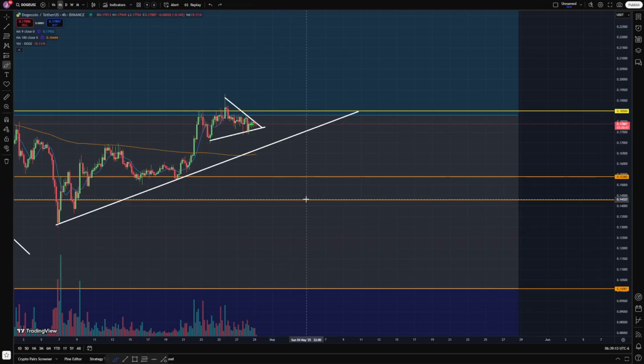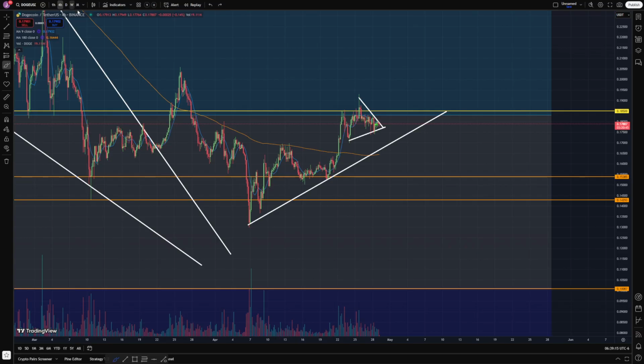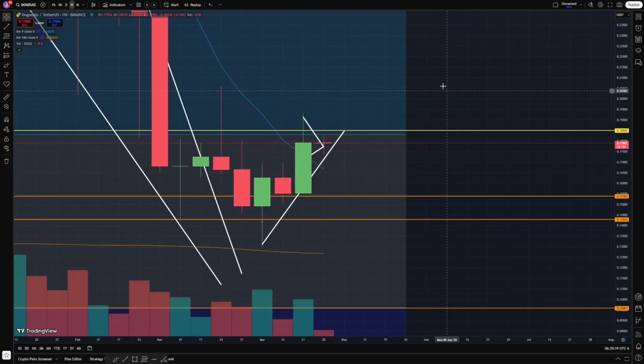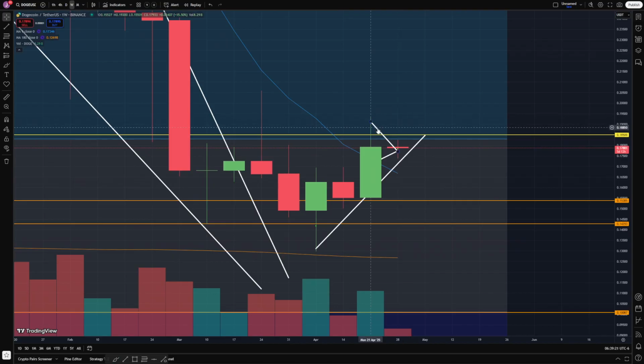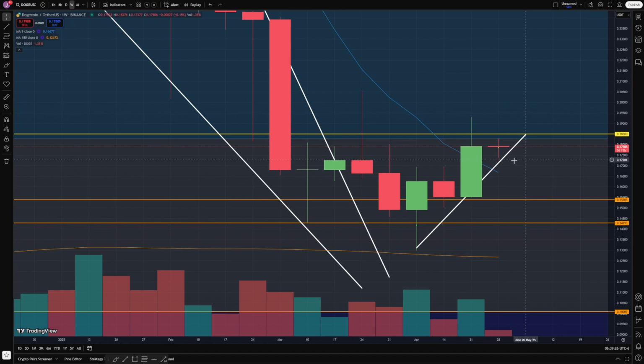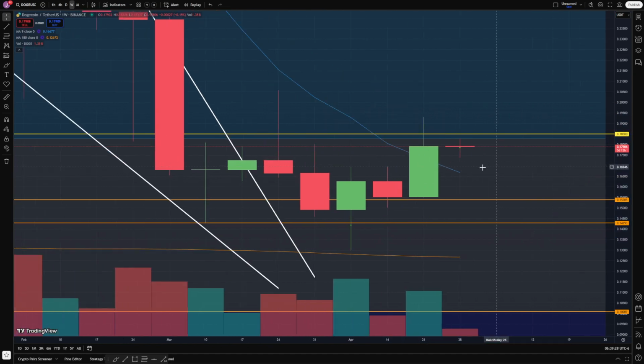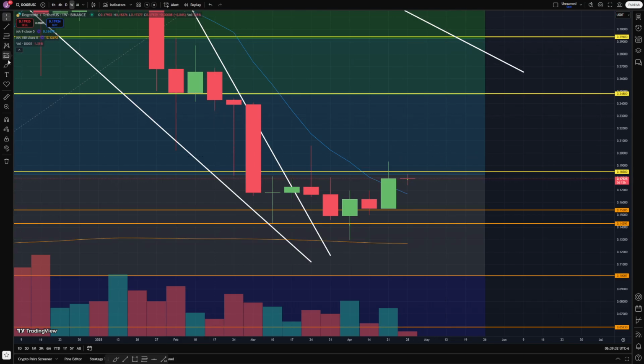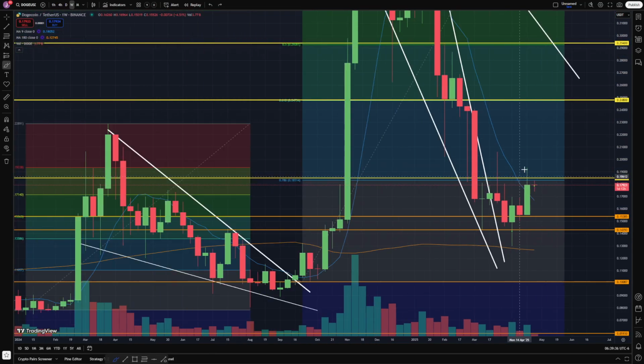Let's see what happens. Let's take a look at the moving averages real quick, because that has been looking pretty good. Let's go ahead and delete this. We'll delete the trend lines for now. We don't really need them right now. So we have the 9 moving average on the weekly time frame. Let's zoom out a little bit.